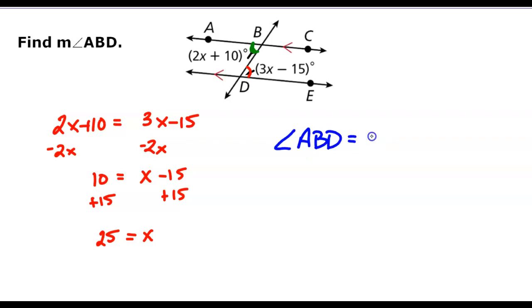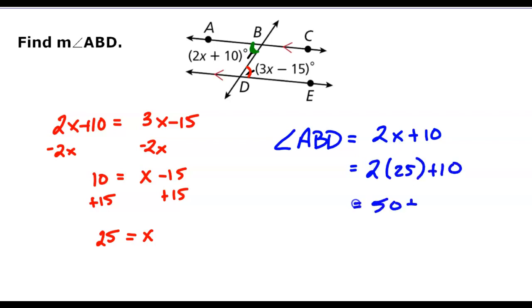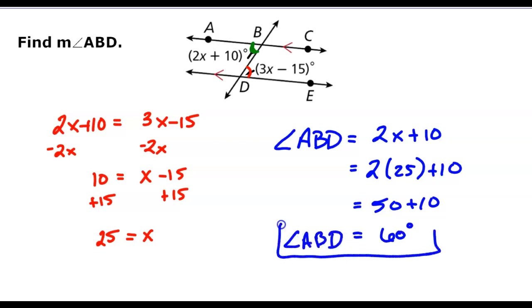And what do we know about angle ABD? ABD is equal to 2x plus 10. So now what we do is we replace x with what x is equivalent to, which is 25. And you would get 50 plus 10. So that would become 60 degrees. So this is the angle A, B, D. This is what the question is asking us to figure out.